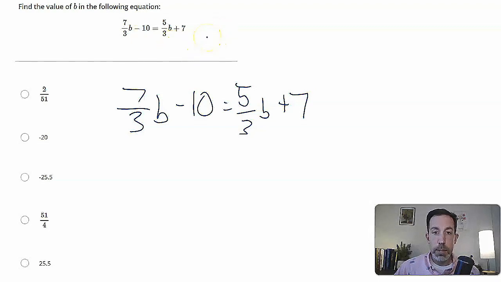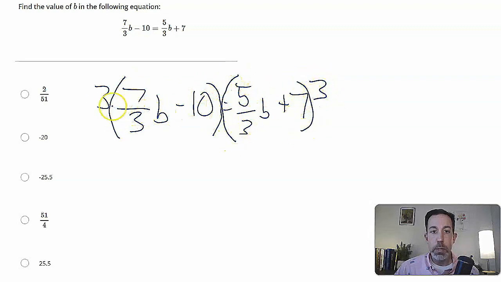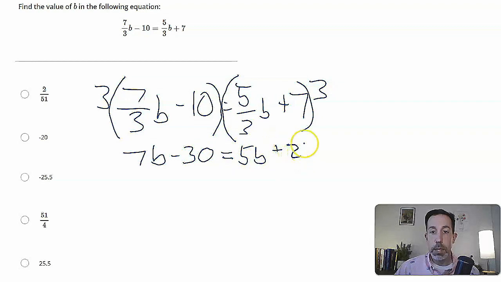Now, a few different ways to go from here. What I like to do is just get rid of those fractions. I think the fractions can be a little intimidating. So to get rid of them, because we have a 3 in the denominator on both sides, we can multiply everything basically by 3. And when we do that, the 3 in this first term cancels out, and all we're left with is 7b. Then we multiply that 3 by the negative 10, again paying attention to the sign, and we get minus 30. Same thing over here. The 3 cancels out in the fraction, and we're left with 5b, and 7 times 3 is 21.